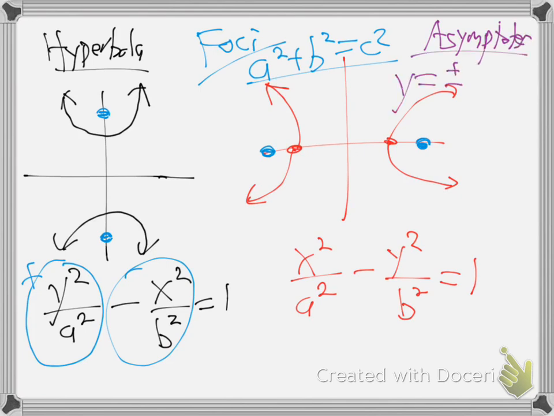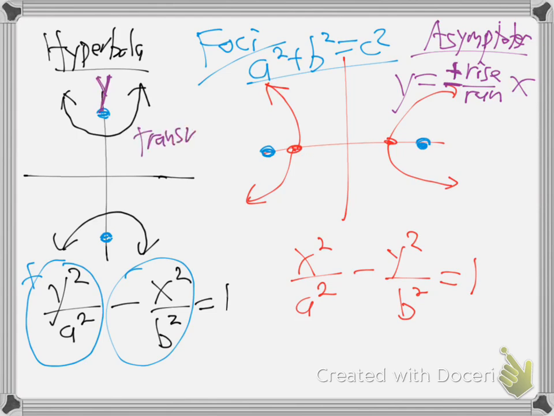Asymptotes, y equals plus or minus rise over run x. And there we go. Is that good? Notice something. What's the transverse axis? Yeah, the transverse axis is the axis it's on. That's right. So this one would be the y-axis.